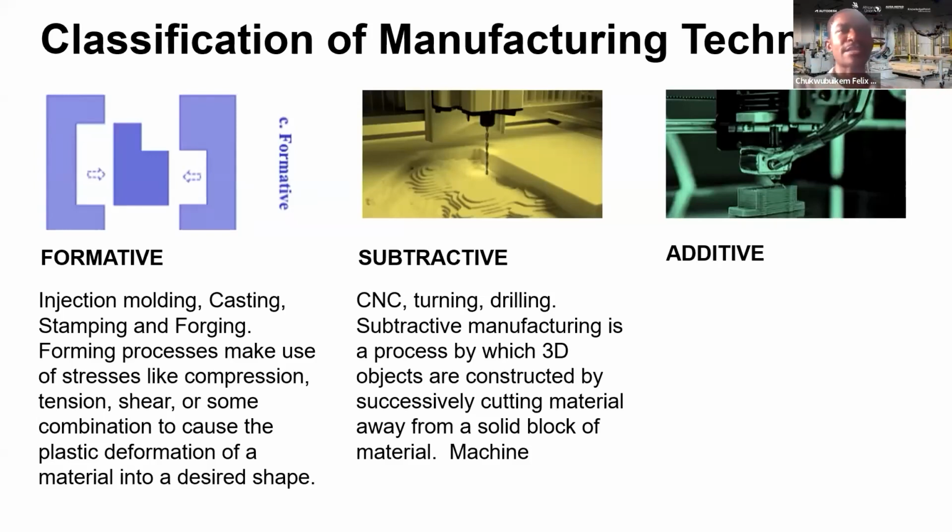And we have the subtractive. And in the subtractive, we have things like machining. Additive lies in between formative and subtractive, and parts are typically made from functional materials, particularly metals.